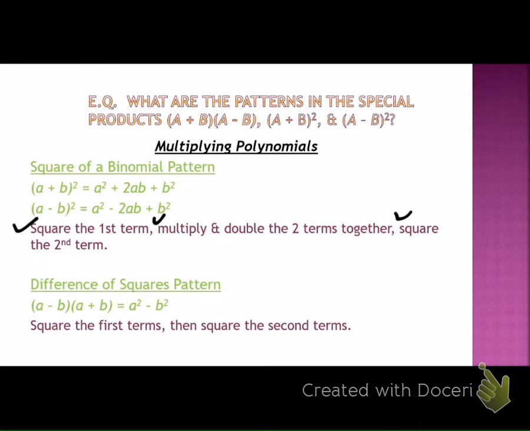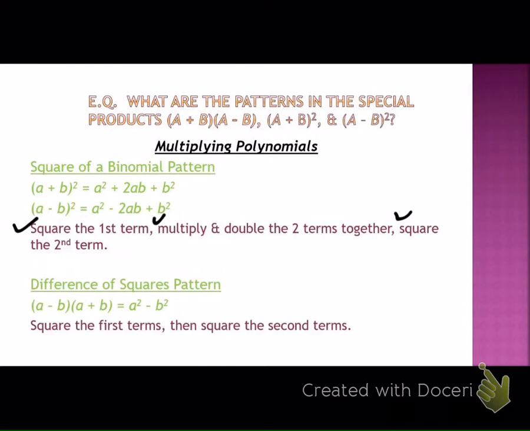But look, there's only one original problem. What is the only difference between your two binomials? It says a minus b times a plus b. The a's and the b's match. What is the only difference between the two binomials in the original problem? One is addition, one is subtraction. So when everything matches in the binomials, except the signs are different, this is a difference of squares.